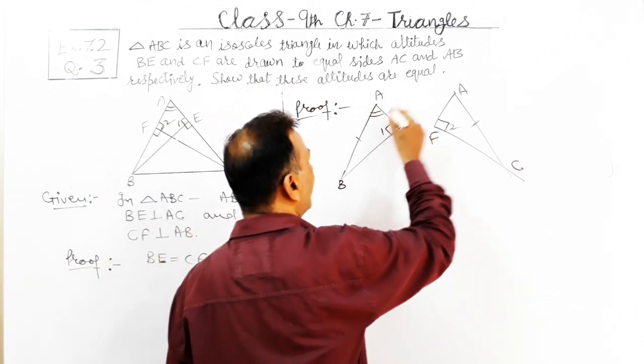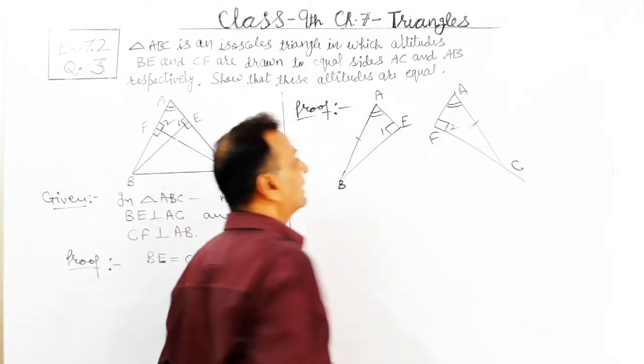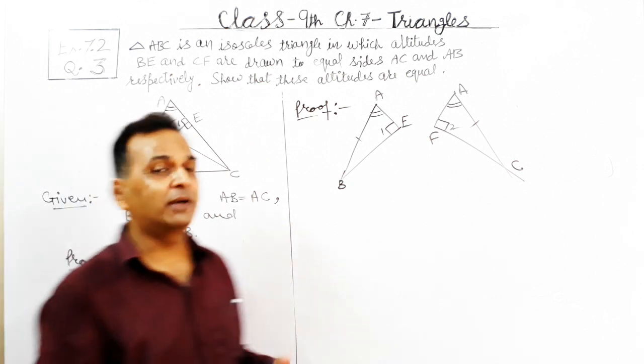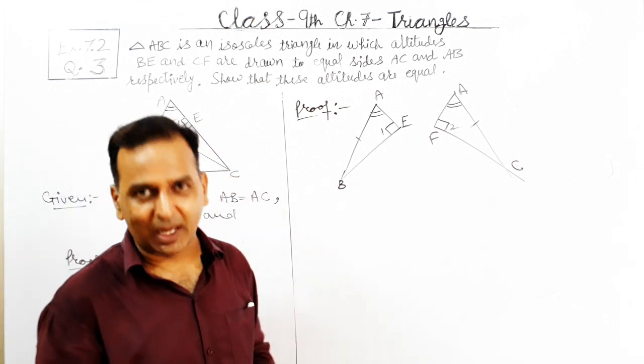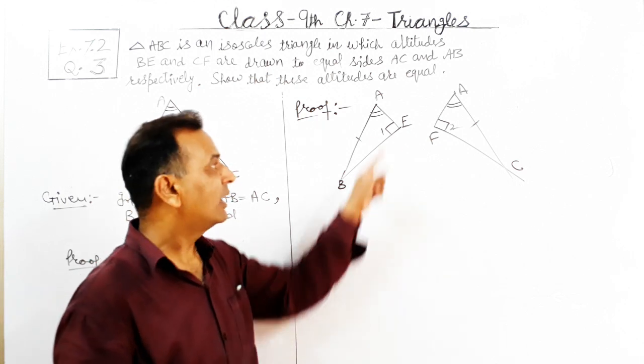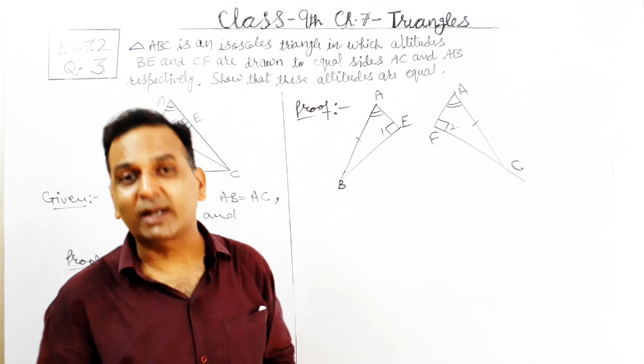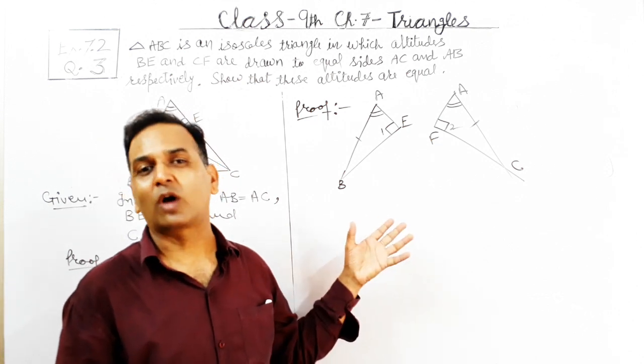Third and the last point will be angle A equals angle A. It is the common angle of these two triangles. So which property, which rule can we use now to prove these two triangles congruent? Angle side. By AAS congruence criteria, these two triangles can be called congruent to each other.